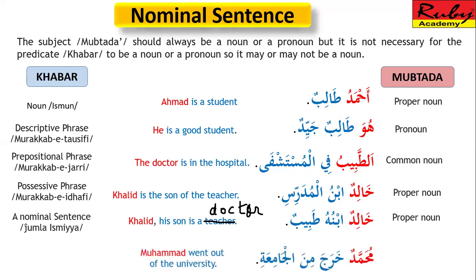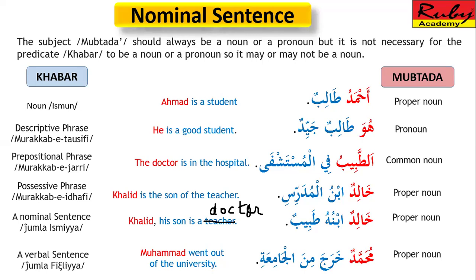Now the last sentence. Muhammadun kharaja min al-jami'ati. Muhammad went out of the university. Here Muhammad is mubtada, kharaja min al-jami'ati is khabar. So mubtada is a proper noun and khabar is a verbal sentence.